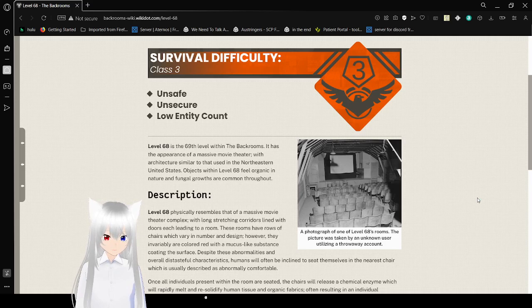Photograph of one of level 68's rooms. The picture was taken by an unknown user utilizing a throwaway account. Okay then.